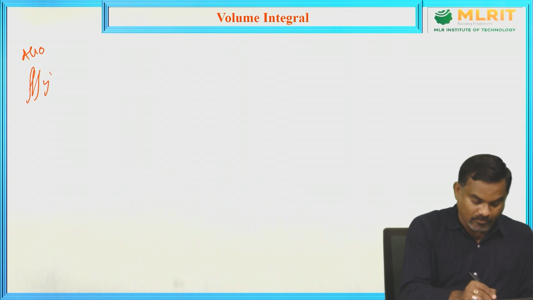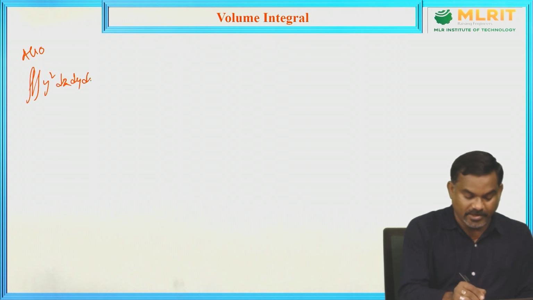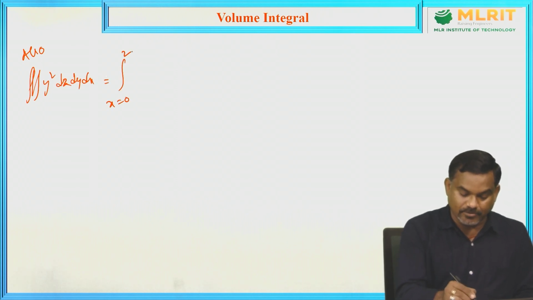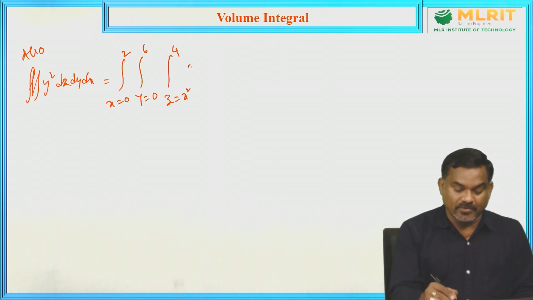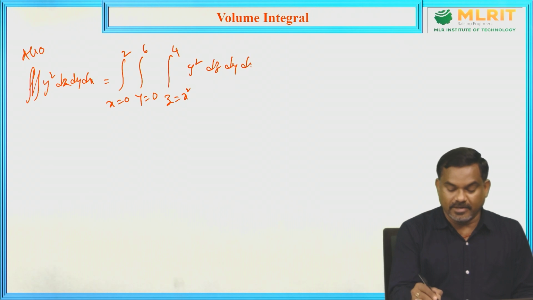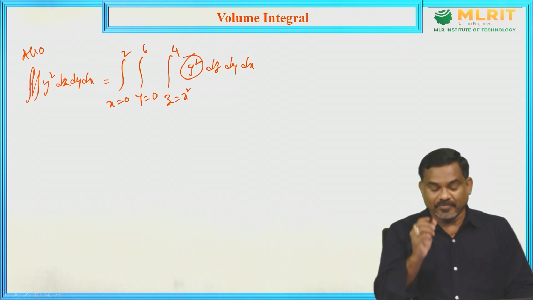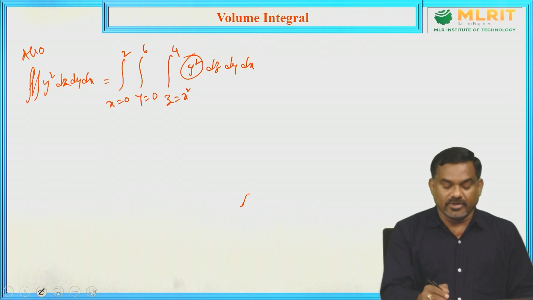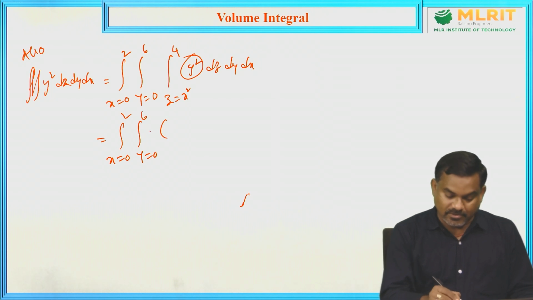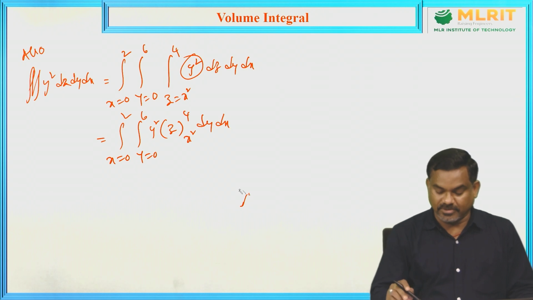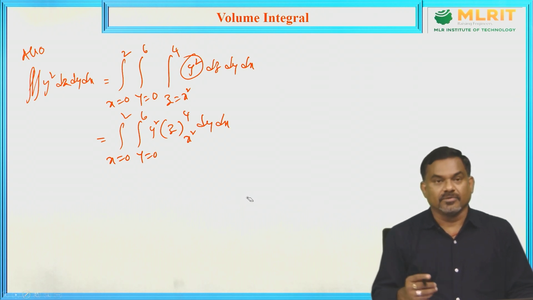Also, triple integral y square dz dy dx is x from 0 to 2, y from 0 to 6, z from x square to 4, y square dz dy dx. Since the function is y square, while integrating with respect to z, we treat it as constant. So integral dz is z. So y square into z from x square to 4, dy dx. So with respect to z, the integration is over.